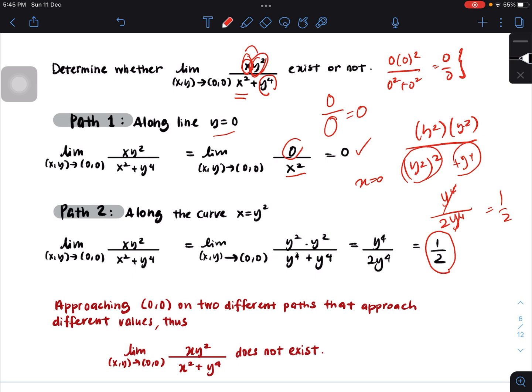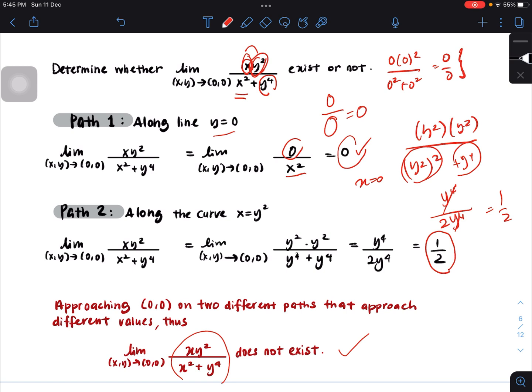So we cannot conclude that the limit exists because the first limit is 0. The second limit is 1 over 2. It's not equal. So when you can show that two paths give you different limits for the function, we can conclude that the limit of this function when x and y approaching 0, 0 does not exist.